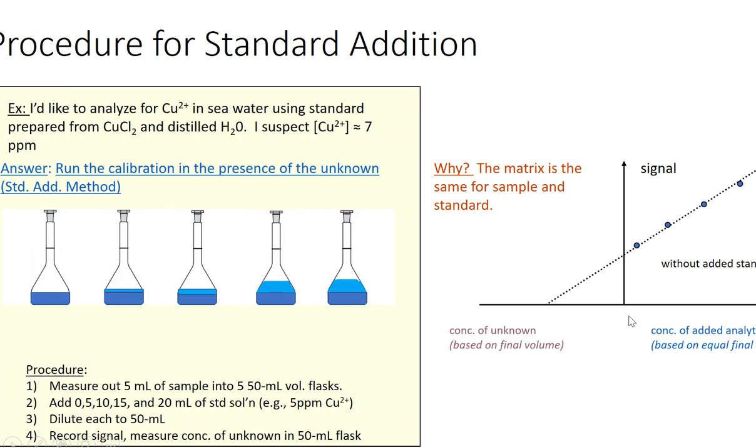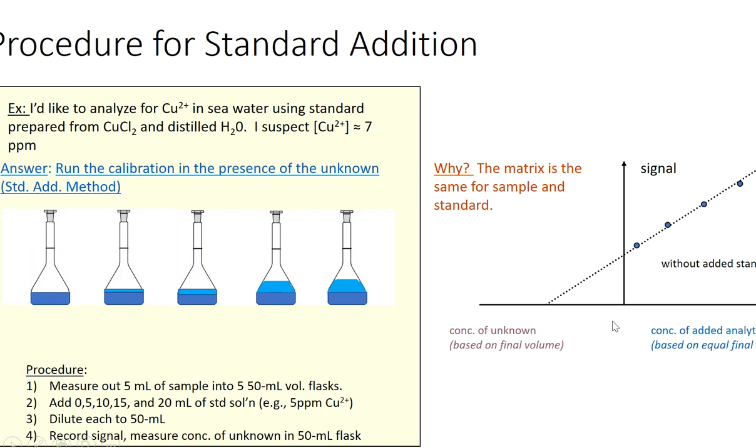And here's what the calibration curve will look like. Without any added standard at all, we'll get a point here where this is the signal that's produced by our solutions, and this is the concentration that we've added, the concentration of added analyte. And your screen's cut off here, but this is the word analyte, based on final equal volumes. So we've prepared the same volume of everything, and this is the concentration that we added to the standard.